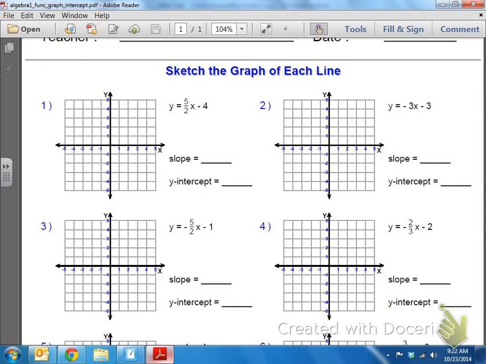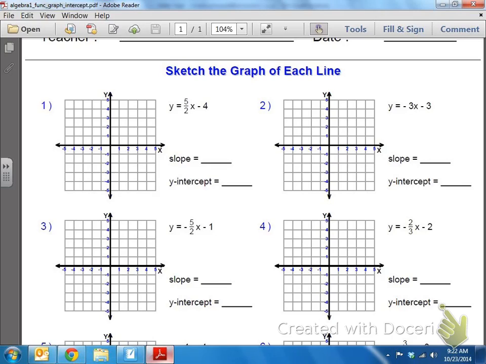All right, so we're going to continue graphing linear equations today, but we're going to graph linear equations that have a y-intercept or an initial value. So rather than starting at 0, 0 and using my slope, we're going to start from a different place on the y-axis and start graphing using our slope there.